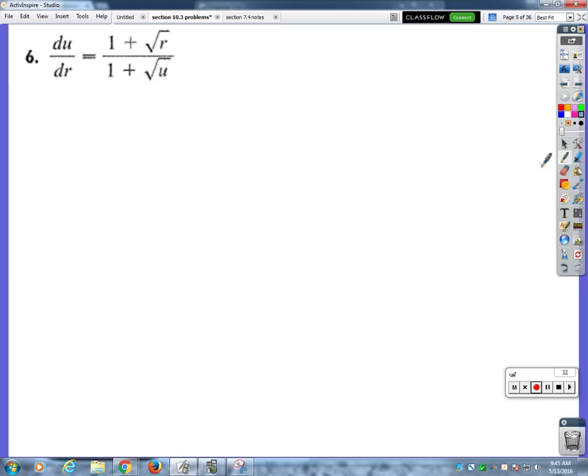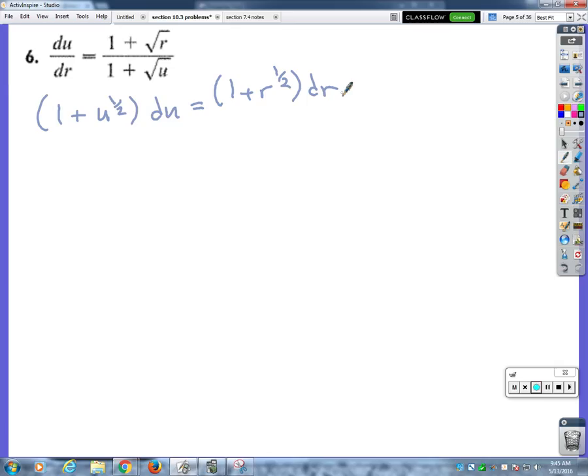Okay, so this one has r's and u's, but it doesn't matter. It's just the same as x's and y's. So I'm going to cross multiply here. And while I'm at it, I'm going to change that to the 1/2. Okay, so 1 plus u to the 1/2 times du equals 1 plus r to the 1/2 times dr.